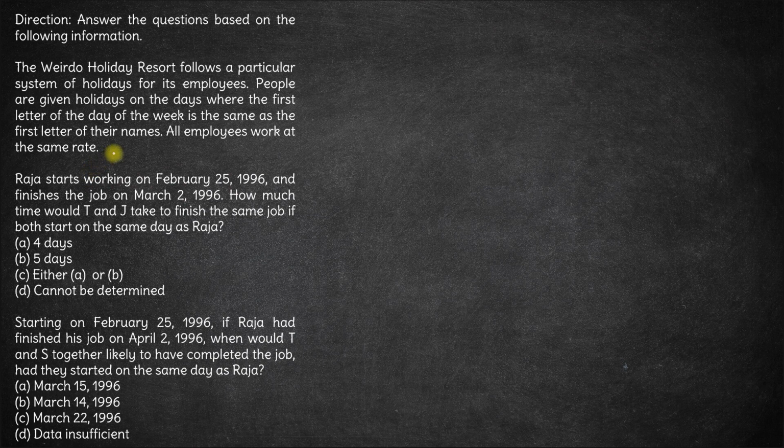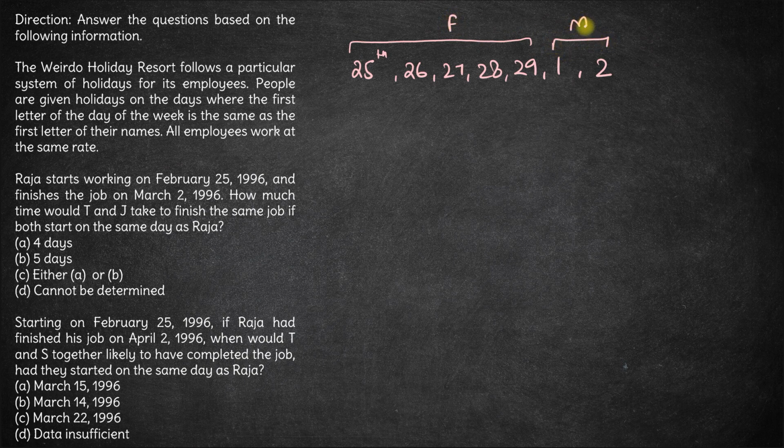So the first question here is, Raja starts working on February 25th and finishes the job on March 2nd, 1996. Now, 1996 is a leap year, remember? So we'll have a 29th February in between. So the work starts on 25th of Feb, 26th, 27th, 28th, 29th of Feb, then 1st of March and 2nd of March. So this is Feb and this is March. So Raja completes this work in exactly 7 days: 1, 2, 3, 4, 5, 6 and 7 days.